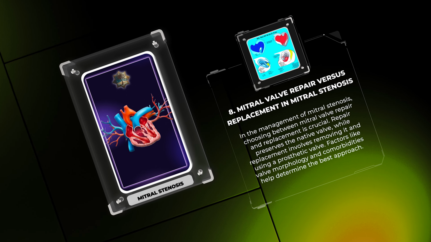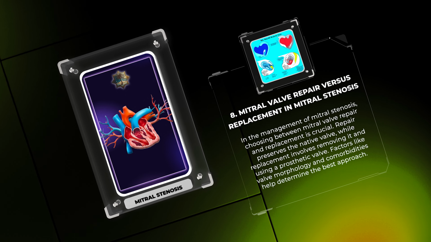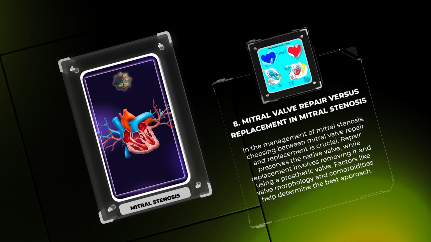In the management of mitral stenosis, choosing between mitral valve repair and replacement is crucial. Repair preserves the native valve, while replacement involves removing it and using a prosthetic valve. Factors like valve morphology and comorbidities help determine the best approach.